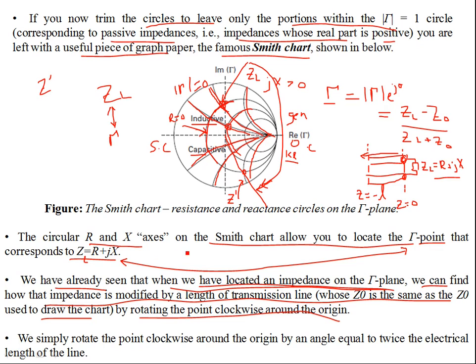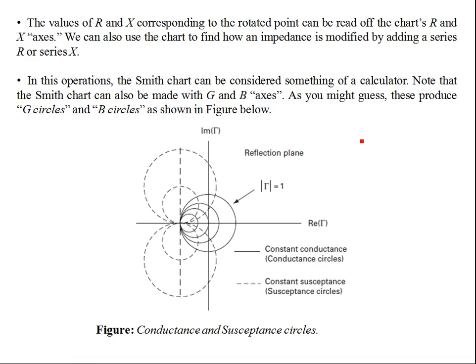What we are doing here is simply rotating the point clockwise around the origin by an angle equal to twice the electrical length of the line. The values of R and X corresponding to the rotated point can be read off the chart's R and X axes.